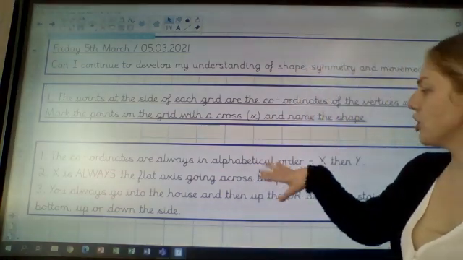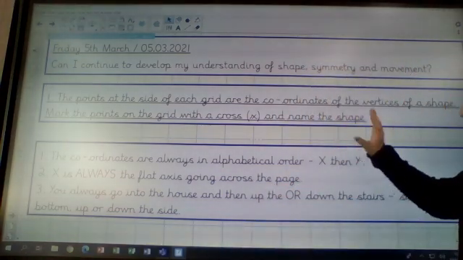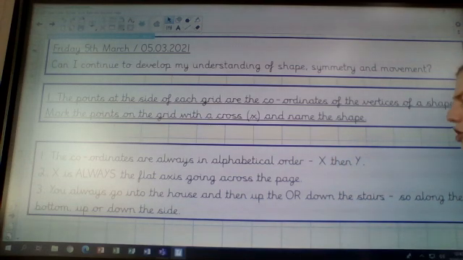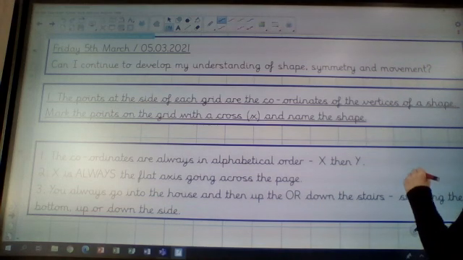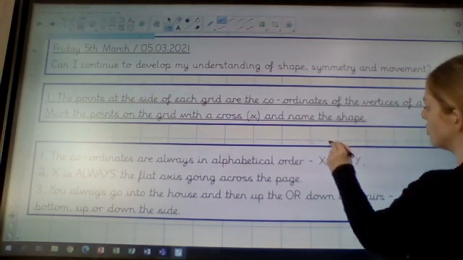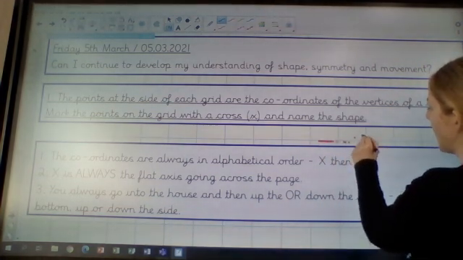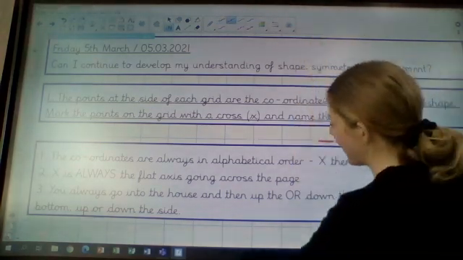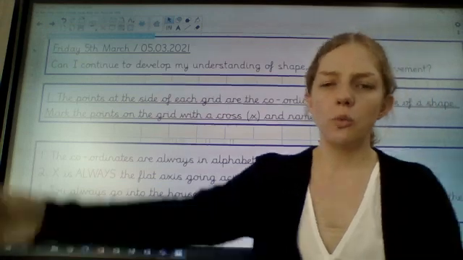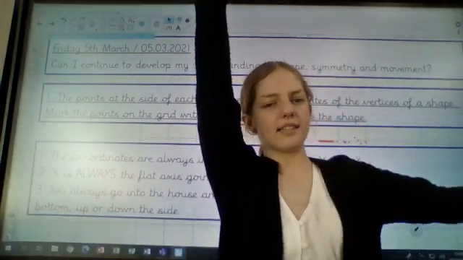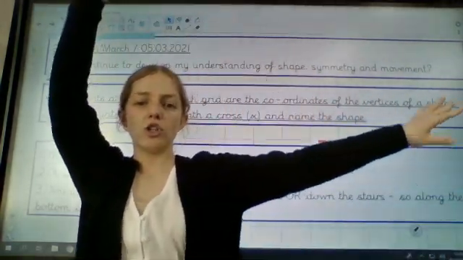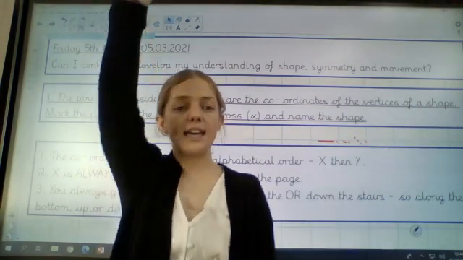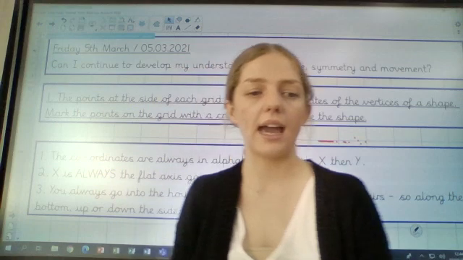So the coordinates are always in alphabetical order. So you always write the coordinate that goes on the x-axis. So the one that is on the bottom, that is your x-axis. And the one that is on the top is your y-axis. So your y-axis is this one, your x-axis is this one. So your x-axis always gets written down first and then it's your y-axis, okay?